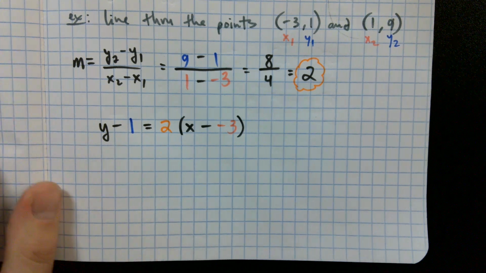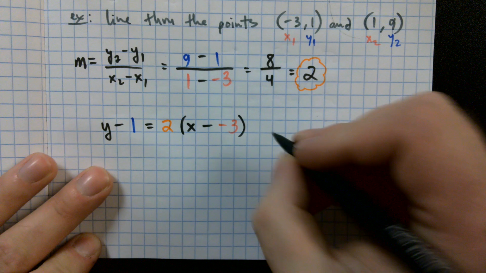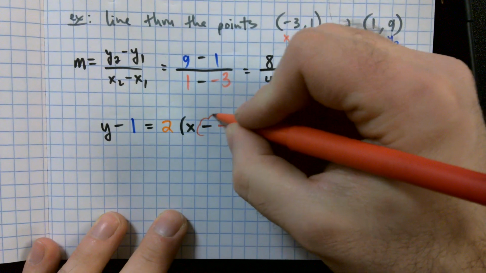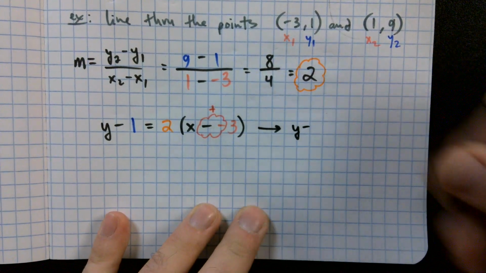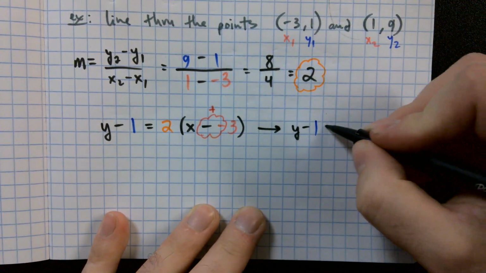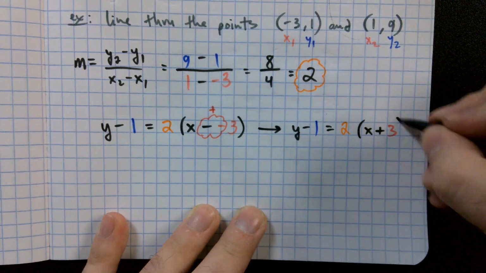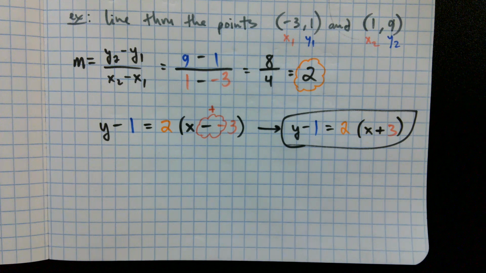Is there anything I can do to simplify this equation? What can I do? To make the negatives in x minus negative 3 into a positive. That's right. These two negatives here are going to come together and make a positive. So I've got y minus 1 equals 2 times x plus 3. That's it. That's super distributed.